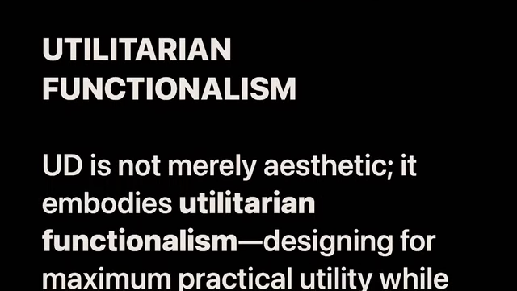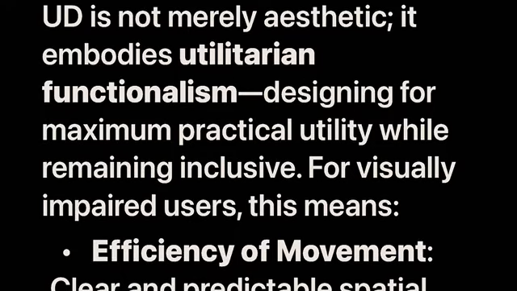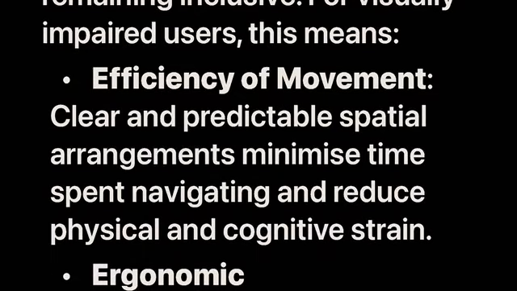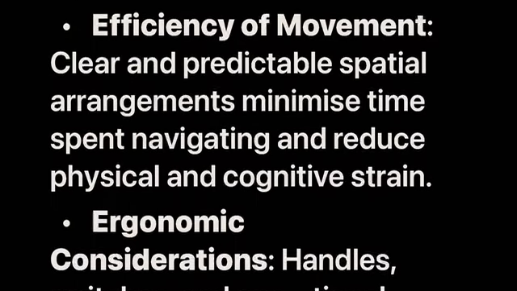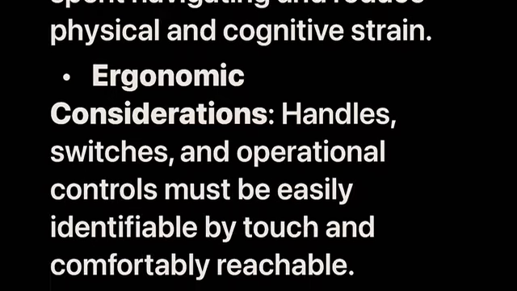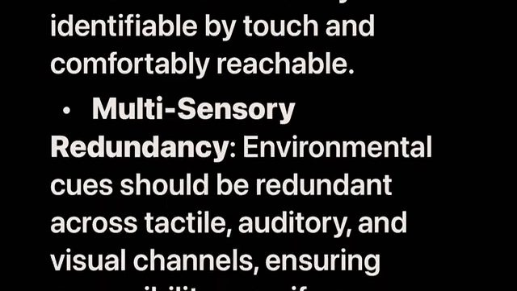Utilitarian functionalism. UD is not merely aesthetic. It embodies utilitarian functionalism, designing for maximum practical utility while remaining inclusive. For visually impaired users, this means efficiency of movement. Clear and predictable spatial arrangements minimize time spent navigating and reduce physical and cognitive strain. Ergonomic considerations. Handles, switches, and operational controls must be easily identifiable by touch and comfortably reachable.